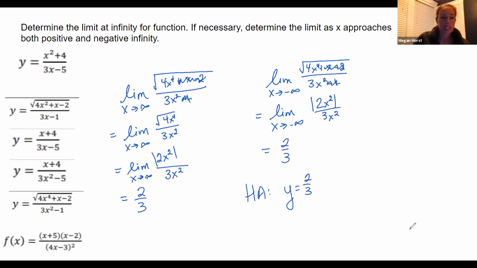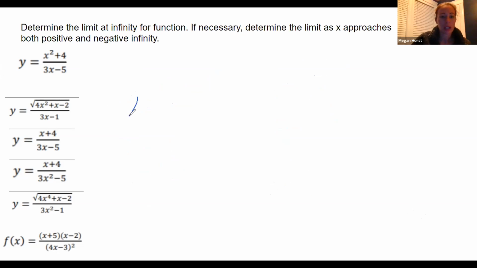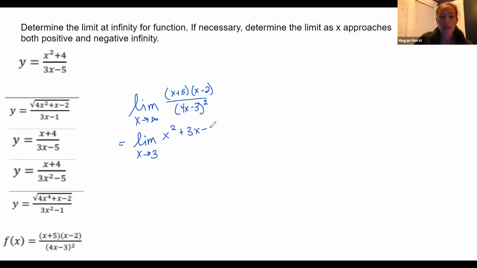All right, in our last example, I wanted to put this one on here because it's starting in a form that's not really beneficial to us as we analyze the limit at infinity. You need to make sure that if you have a problem like this, you multiply out first. So notice I can't cross cancel anything. That's unfortunate. So I'm going to go ahead and multiply out. I'm going to get x squared plus 3x subtract 10. And I'm going to get 16x squared, subtract 24x plus 9.